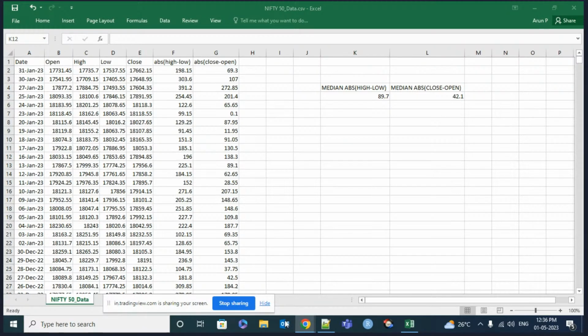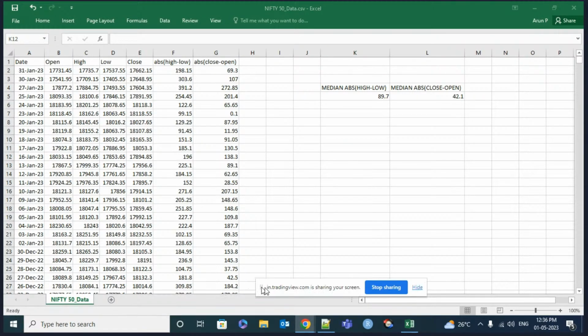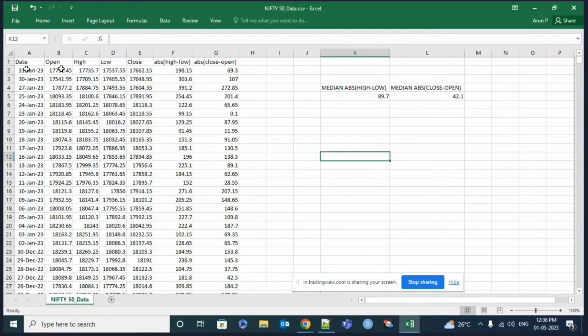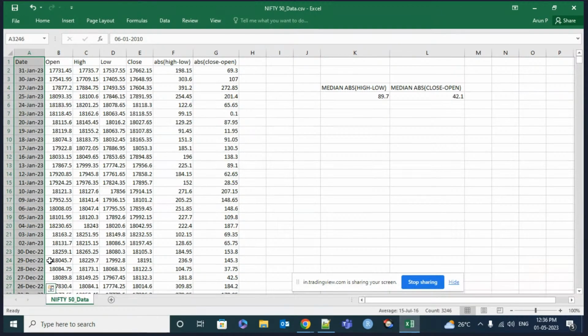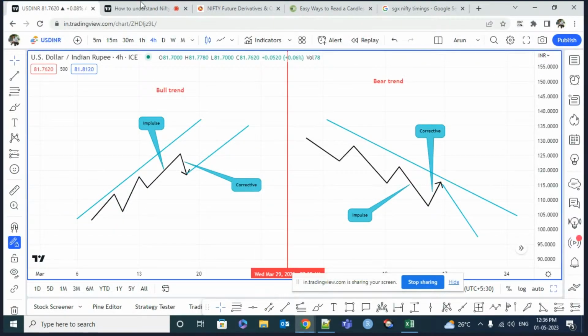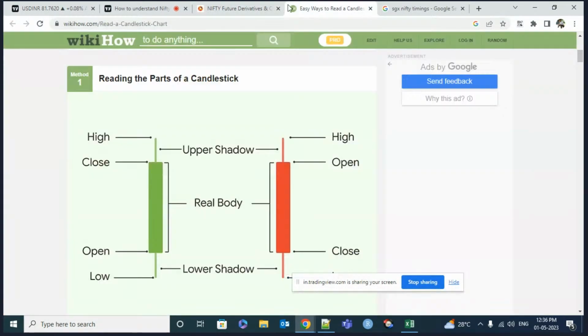From the NSE website, I have pulled 13 years of data, from 2010 Jan 4 to 2023 Jan 31. So this is 13 years of daily Nifty data. It just has open, close, high and low. I have taken the absolute value of high minus low and the absolute value of open minus close.